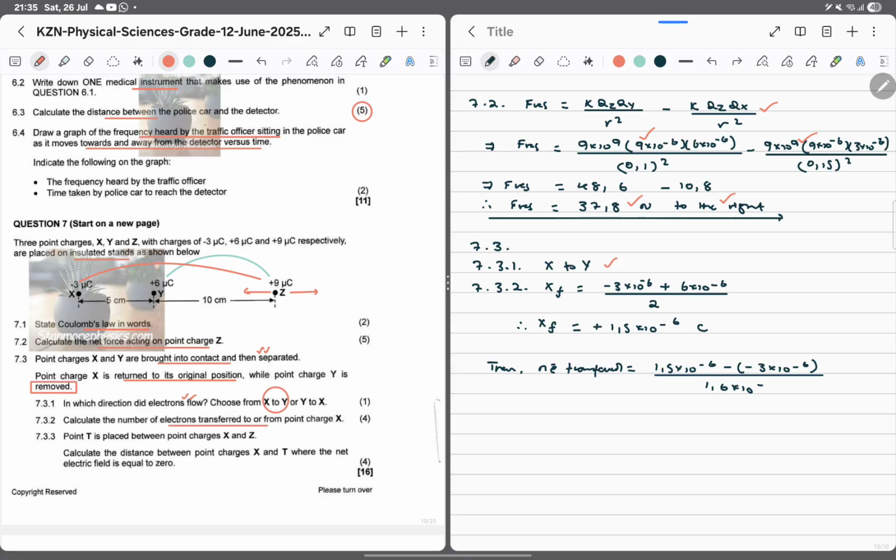To the minus 19. So therefore the number of electrons transferred.